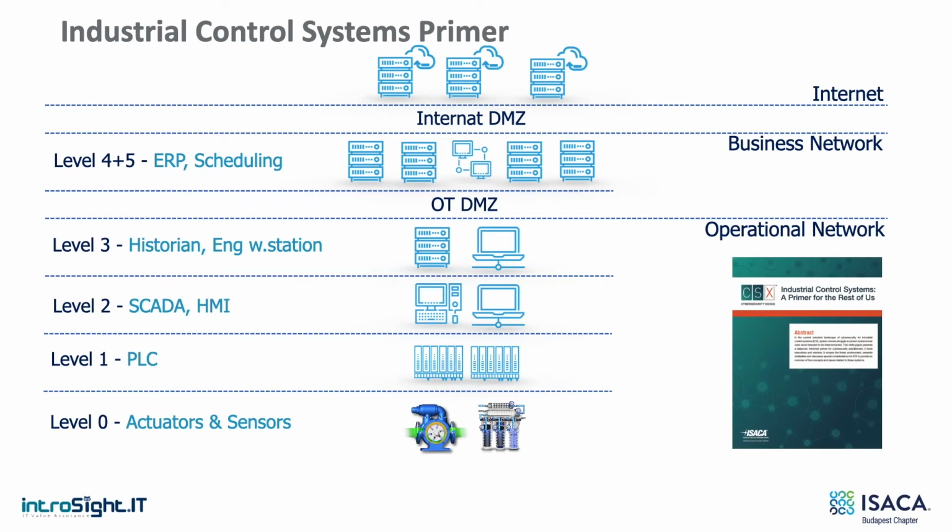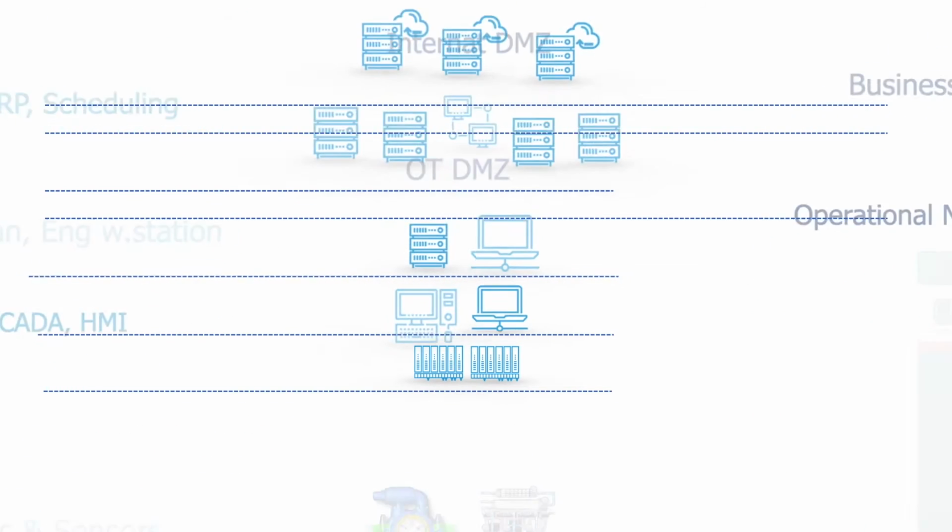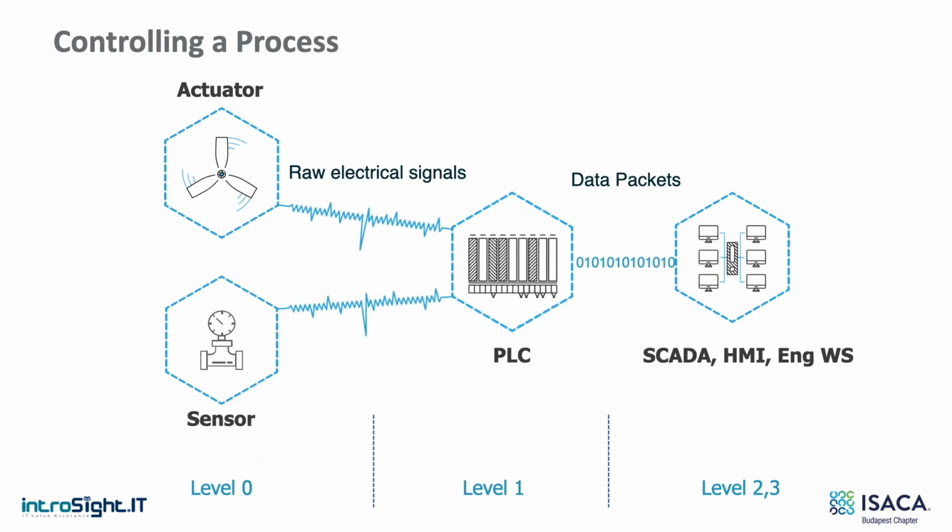I recommend reading this Isaca publication to learn more about ICS network elements. It is called Industrial and Control Systems, a primer for the rest of us. To get a better understanding of the ICS network elements, let's take a look at the following schematic example.